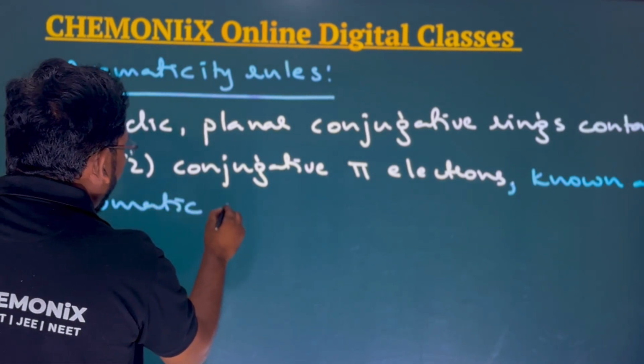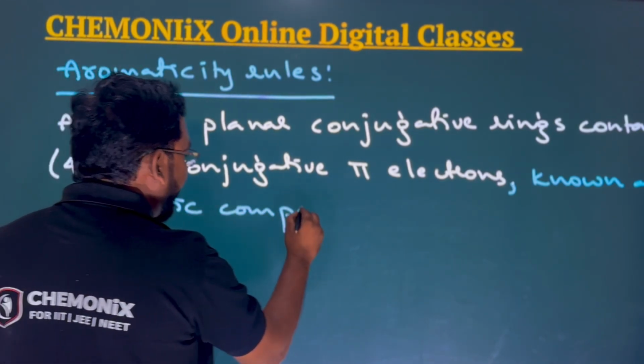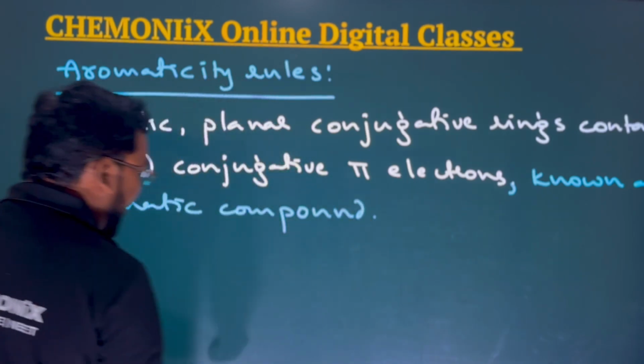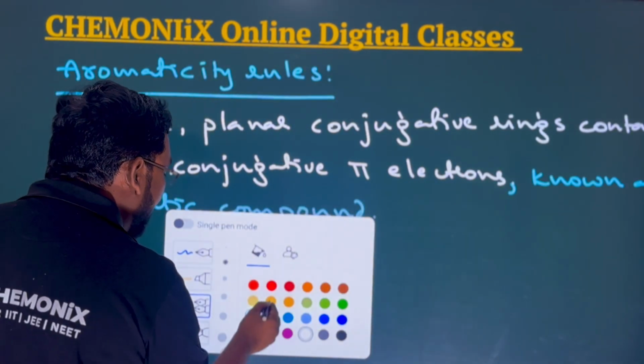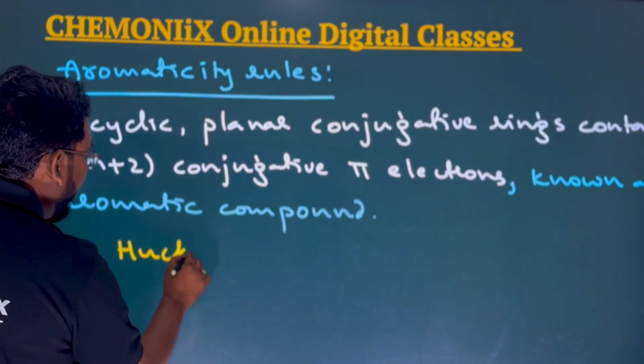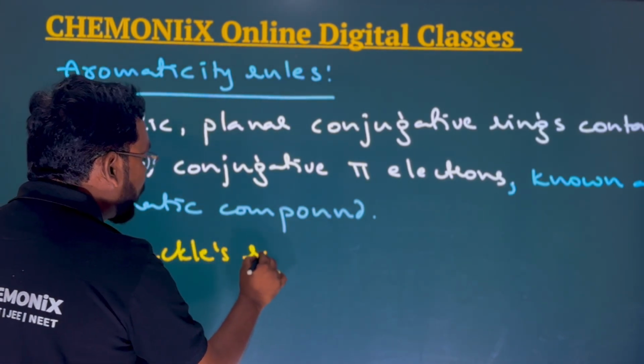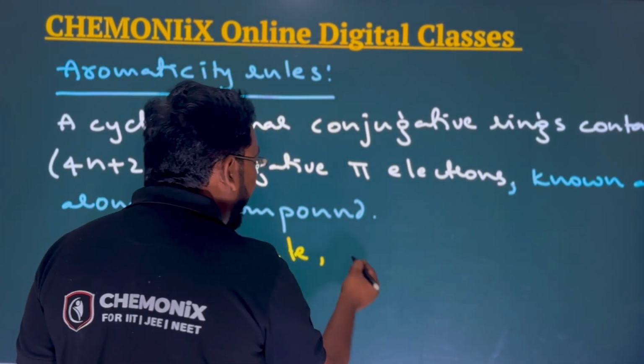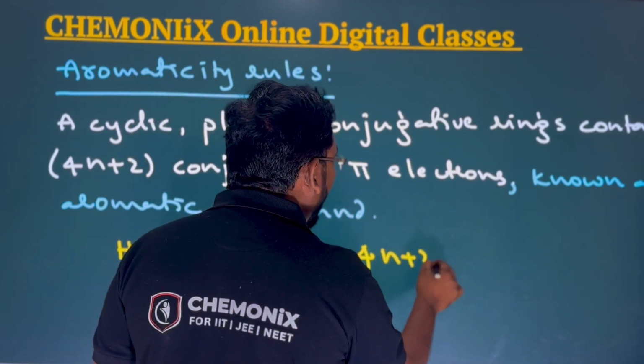Okay, now you see what n is here. We need to know that. This 4n plus 2 pi electrons is called Hückel's rule. According to Hückel's rule, aromatic compounds contain 4n plus 2 conjugated pi electrons.